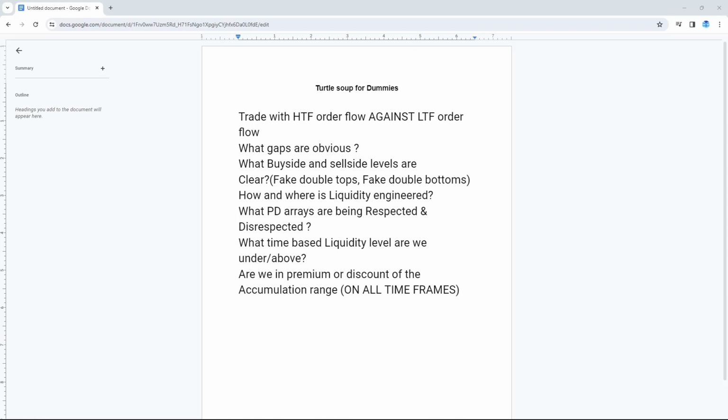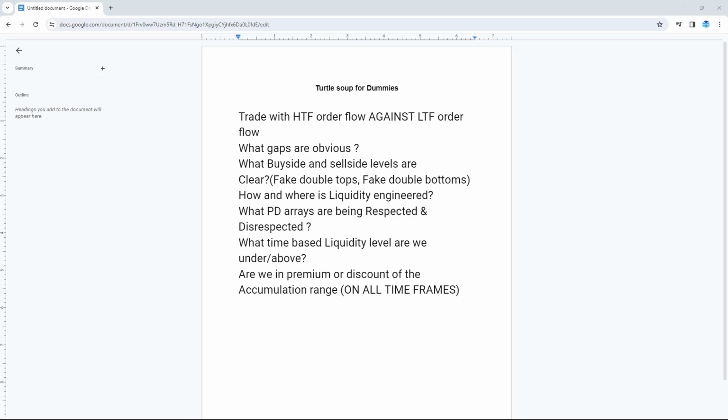First thing is we're going to trade with the high time frame order flow against the low time frame order flow. Going to kind of show what order flow is. It's mainly where we're delivering from, where we're delivering to, and what direction orders are flowing to. That's the simplest way to describe it. It's not fully what I would say terminally correct, but that's the basic way of understanding what it is.